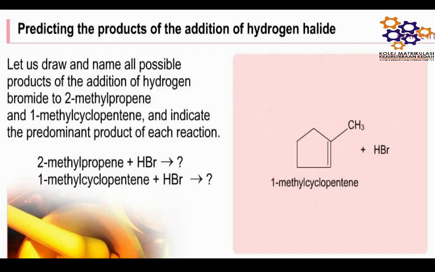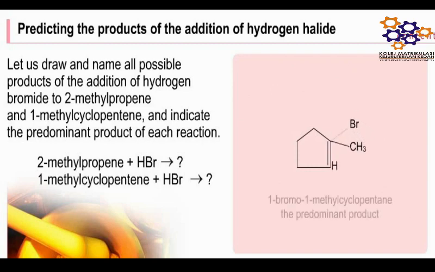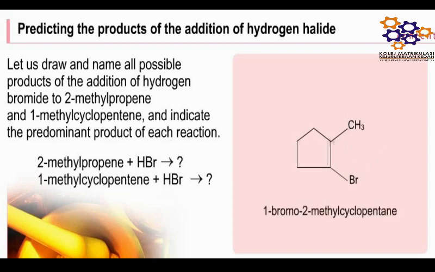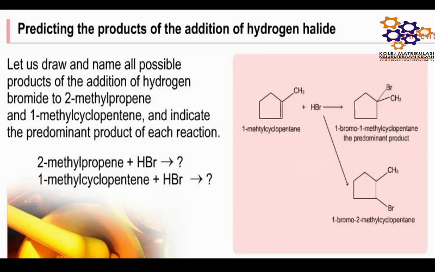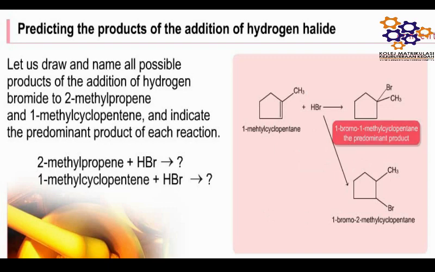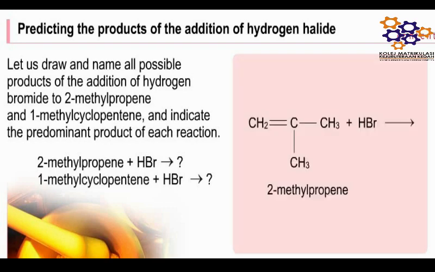In the case of 1-methylcyclopentene, we could theoretically obtain 1-bromo-1-methylcyclopentane and 1-bromo-2-methylcyclopentane. However, in accordance with Markovnikov's rule, the predominant product is 1-bromo-1-methylcyclopentane.